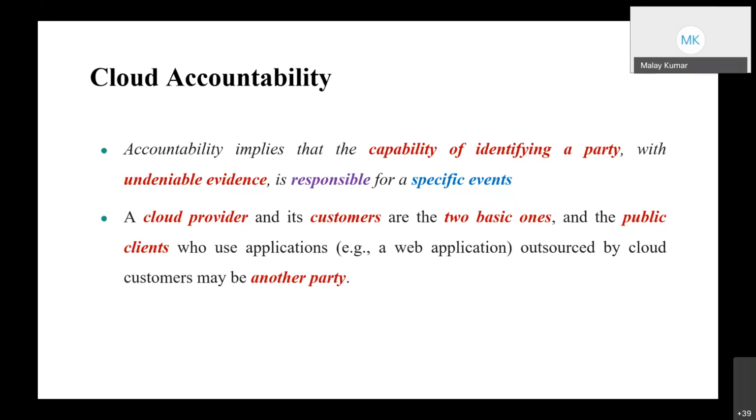Whenever you are dealing with cloud computing, there are multiple parties involved. There is a cloud service provider, and there is a client. A client could be directly connected to the cloud, and it could also be a public client who is using web applications or mobile applications.